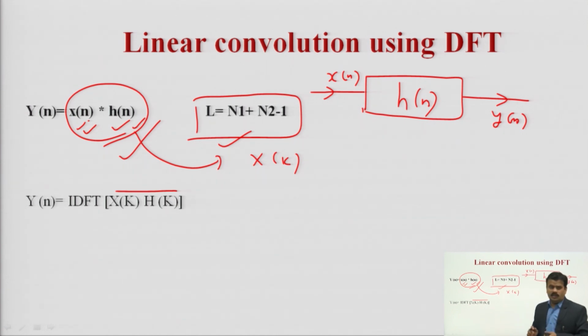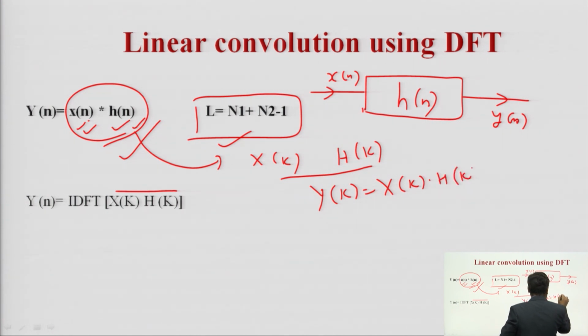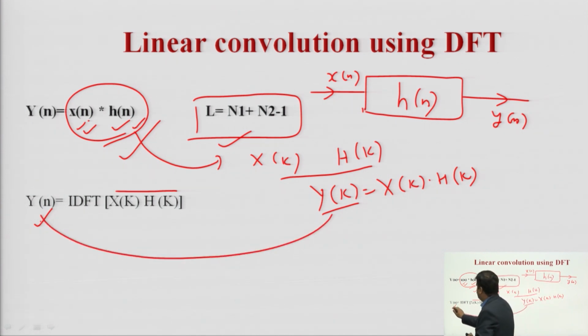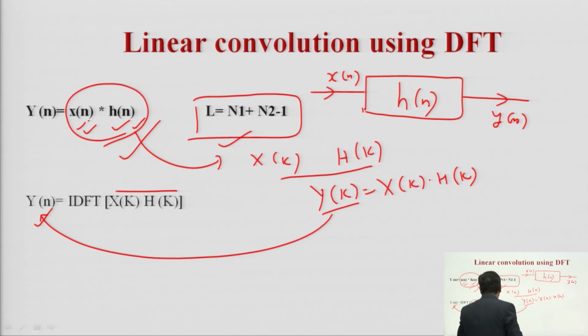If you calculate the DFT of h(n), then you will get H(k), and if you multiply this, you will get Y(k). So, Y(k) is equal to X(k) into H(k). Now, you are interested in calculating small y(n). So, how do you calculate it? You have to take its inverse discrete Fourier transform, the IDFT. y(n) is equal to the IDFT of this one.